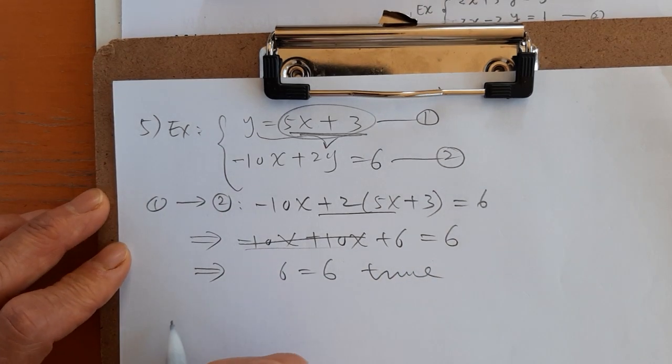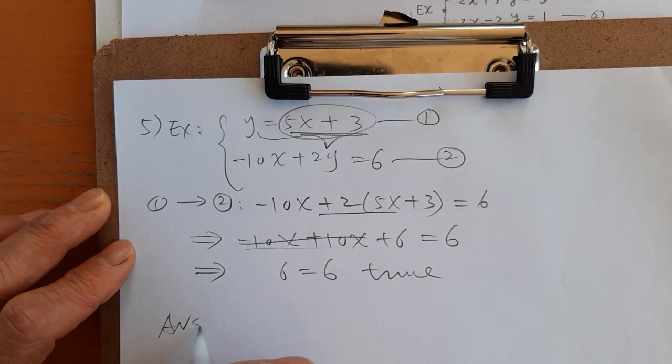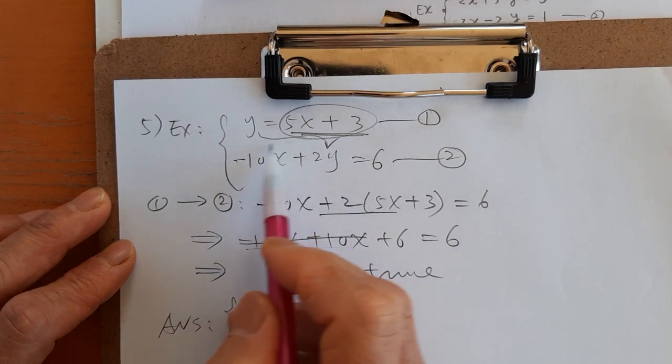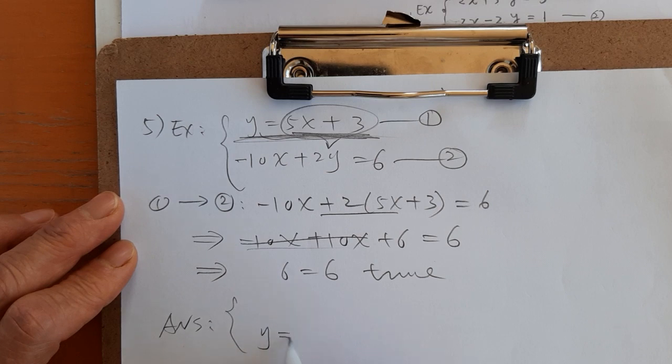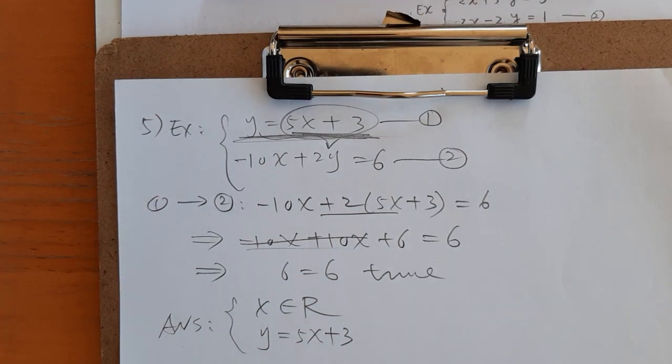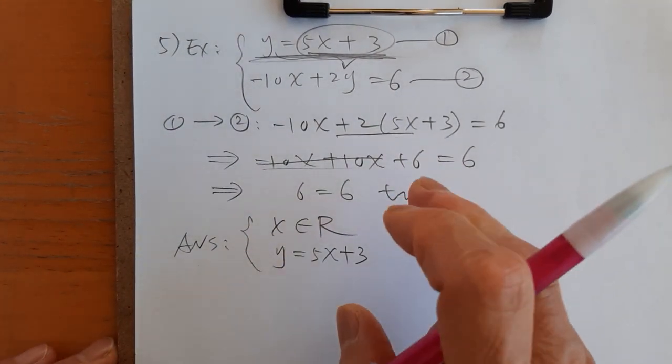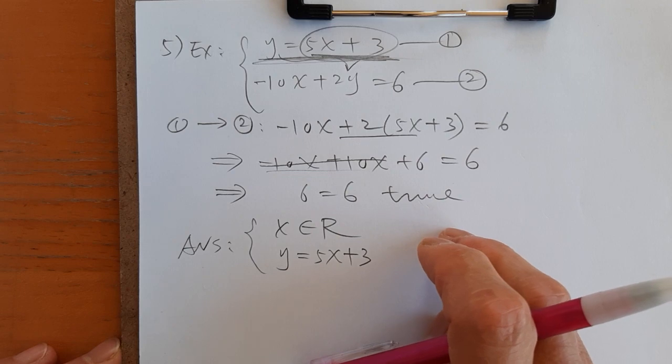Always true. There are many solutions. And for many solutions, you have to write the solution. Since this is already y in terms of x, so just put y equal 5x plus 3, and x is any real numbers. x belongs to R. So this is one way to do it. This is by substitution method.